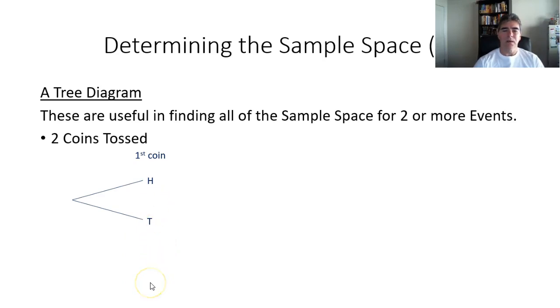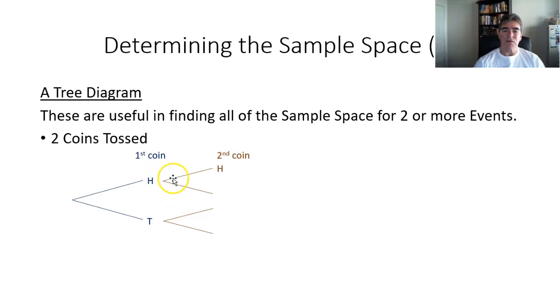Now, what we're going to do is have a look at our second coin. Our first coin could have landed on heads, and then our second coin can branch off that and land on heads or tails, or our first coin could have landed on tails, and again we branch off for the two outcomes for our second coin.